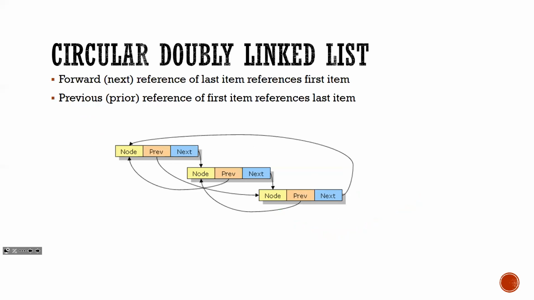Now, just like the list that only had next pointers, this doubly linked list could also be made circular, where my last entry's next pointer points to the first node, and the previous pointer of my first node points to the last one. So I can make them all go in a loop all the way around.